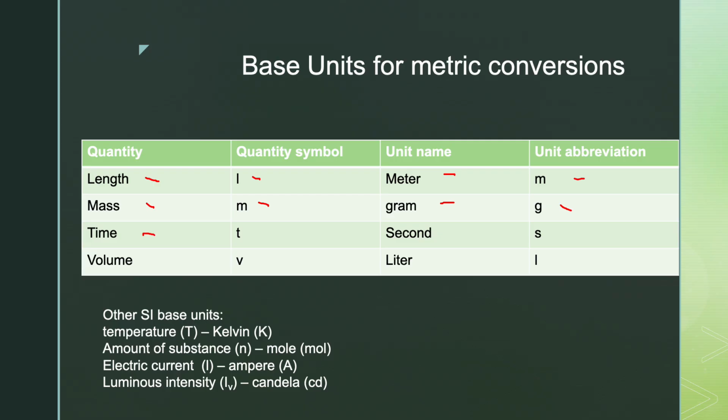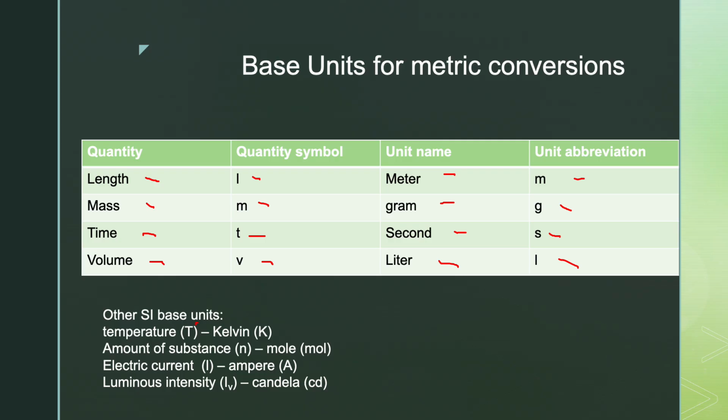If you were measuring time, time is abbreviated with a lowercase t, and you would use seconds, and seconds is abbreviated s. If you were measuring the volume, which is abbreviated v, you would use liters for a base unit, which is represented with an L. Some other units that you should be familiar with: temperature, abbreviated with a capital T, Kelvin, which is K.